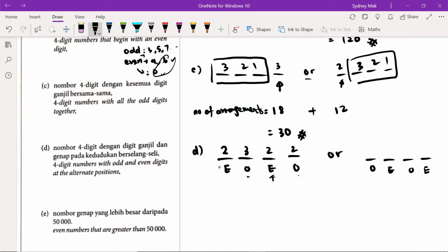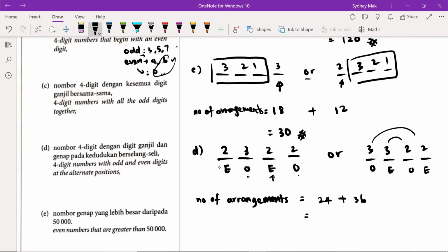Or we start with odd digits, 3, 2, and the even digits we can choose freely from 4, 6, and 0. So 3 and 2. Therefore, the number of arrangements will be 2 times 3 times 2 times 2, which is 24, plus 3 times 2 times 3 times 2, which is 36.